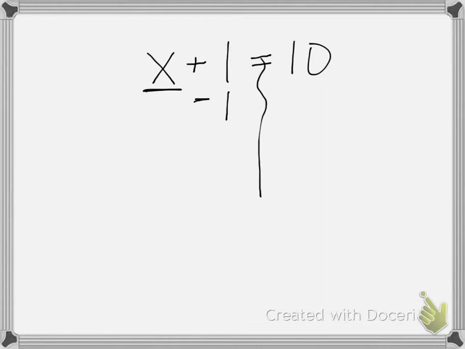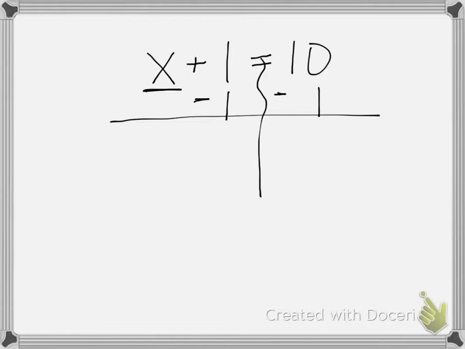Let's try another one. If I have x plus 1 equals 10, I want to get x all by itself. It's being increased by 1, or 1 is being added to my value of x. To get rid of a positive 1, I just subtract 1. I'm doing the inverse operation. It says plus 1, so I minus 1. Once again, whatever I do on one side of the equal sign, in order to remain equal, I must also do to the other side.